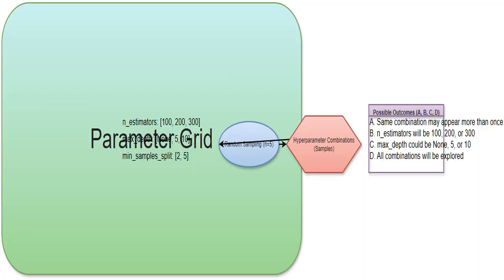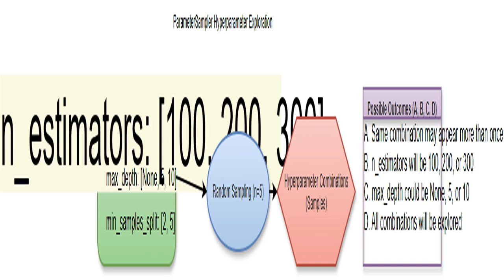I define the possible values for each hyperparameter in my random forest classifier. Think of it as a menu of options. I have 3 options for the number of trees, n_estimators, 3 options for tree depth, max_depth, and 2 choices for the minimum samples needed to split a node, min_samples_split. This specifies that I can choose between 100, 200, or 300 trees for my random forest model. Each number represents a different model complexity.